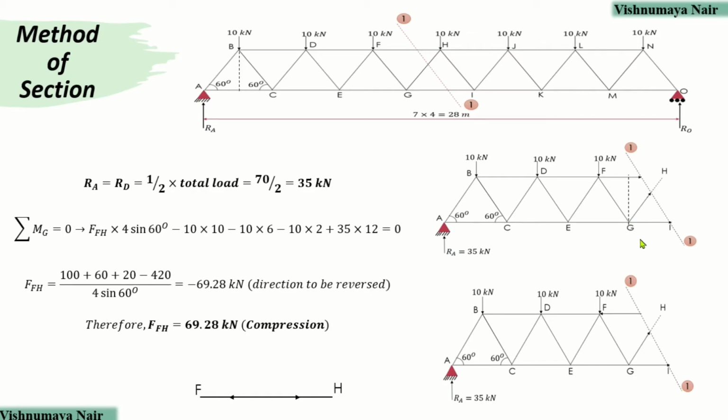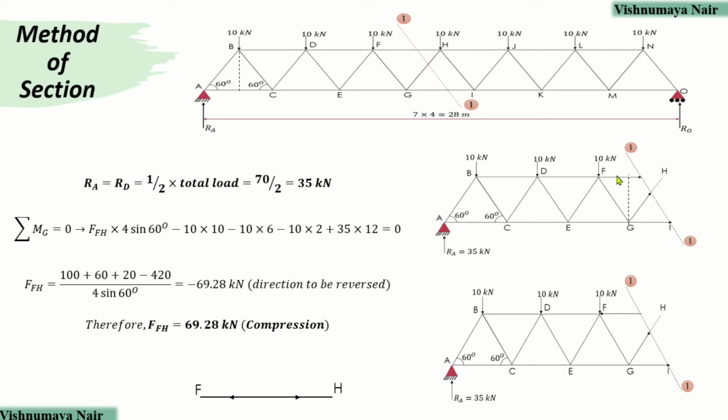Let's take moment about this joint G. So summation MG will be equal to 0 and we know that moment is equal to force into perpendicular distance. Let's assume all the clockwise moments to be positive and anti-clockwise moments to be negative. Now the moment at this joint G due to the force FFH will be positive since FFH creates a clockwise moment with respect to this joint G.